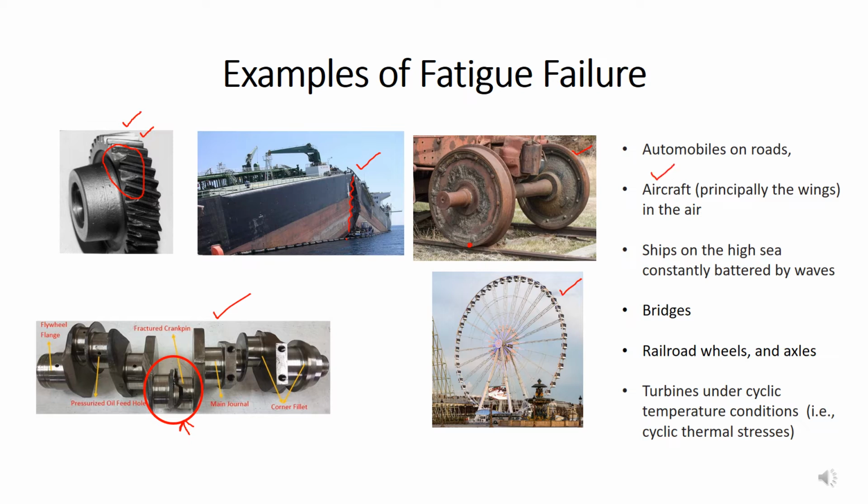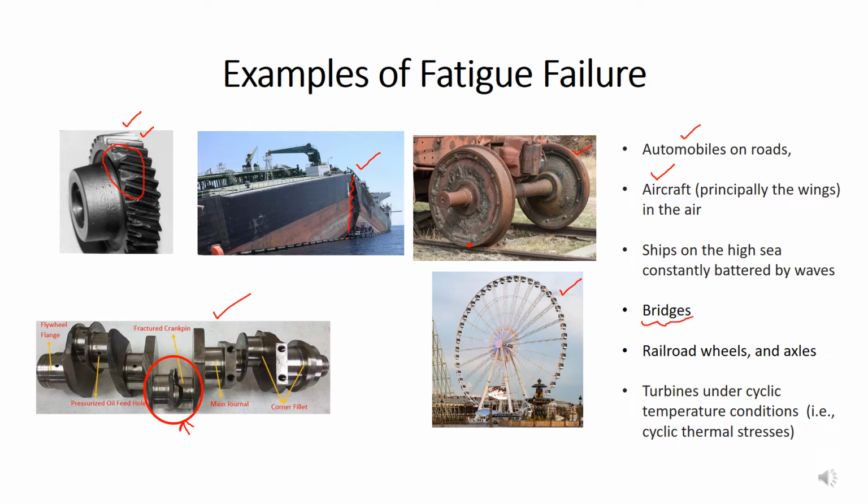When aircraft flies, the wings of the aircraft are subjected to different pressures by the air at different altitudes. So this produces fatigue loading in the wings of the aircraft. So automobiles on roads are also subjected to fatigue loading.